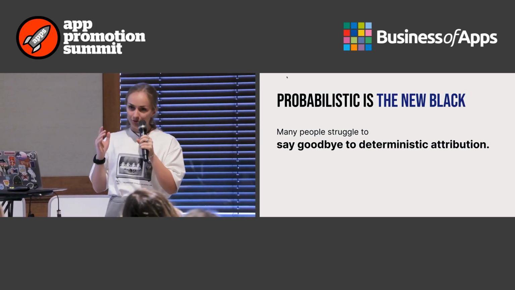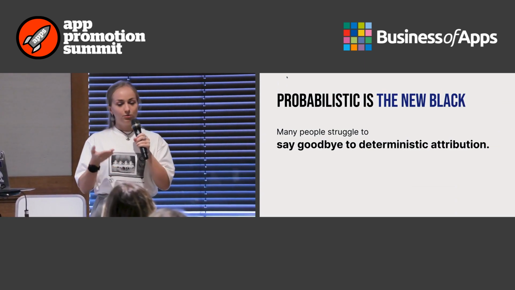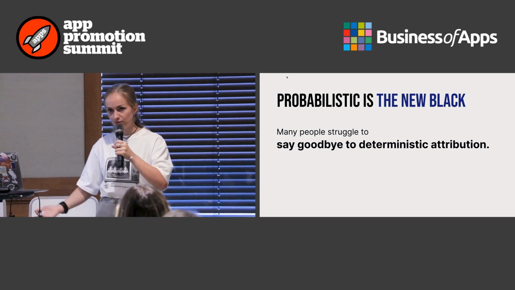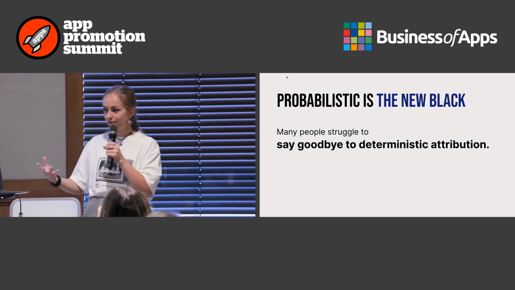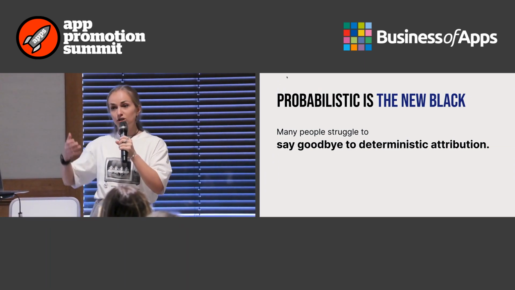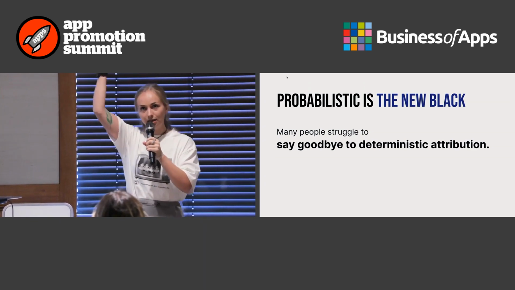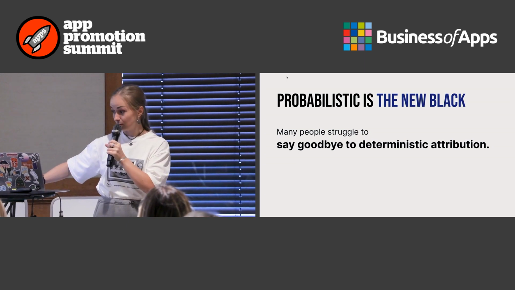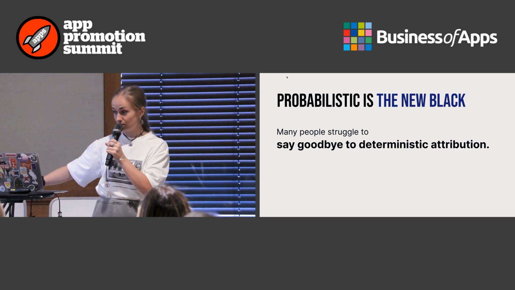Because, unfortunately, especially on iOS, we do have to say goodbye to deterministic attribution. I hope we know the difference between deterministic and probabilistic. SKAN is already here. It has been here for the last 2 years. Android's Privacy Sandbox is hanging in the air like an elephant in the room. So it's going to happen sometime soon. We don't know when, but it's going to be there.